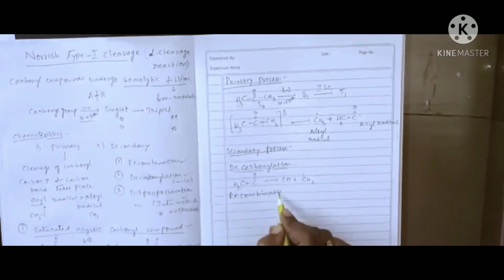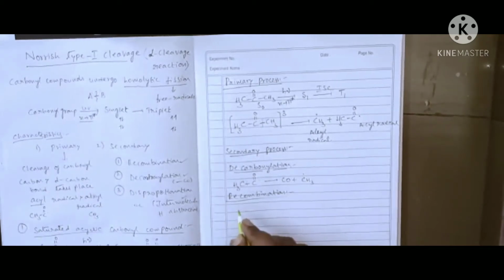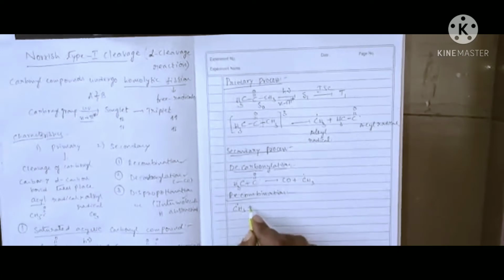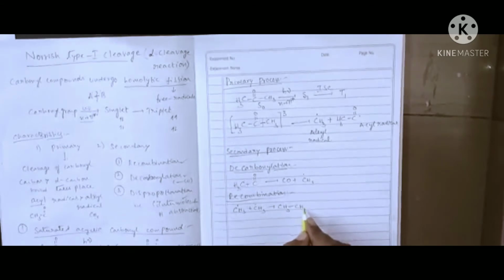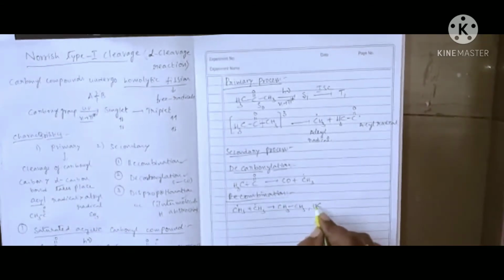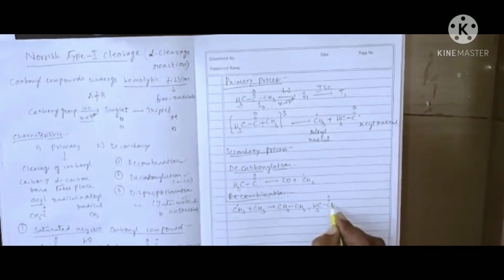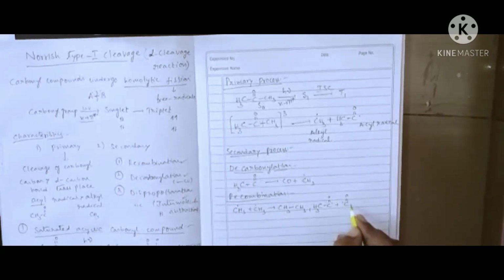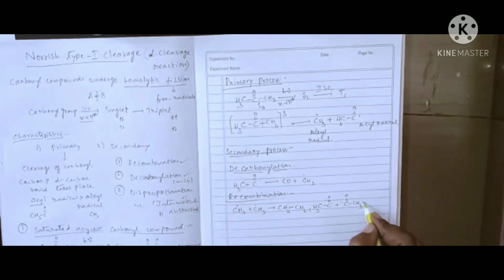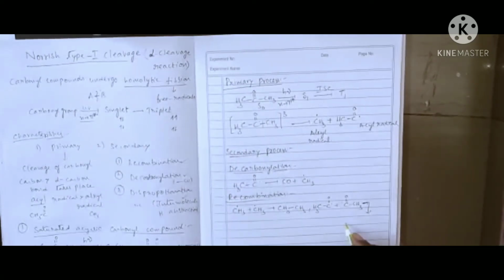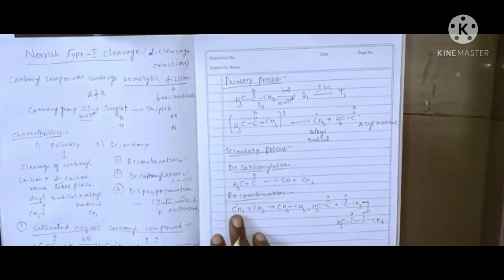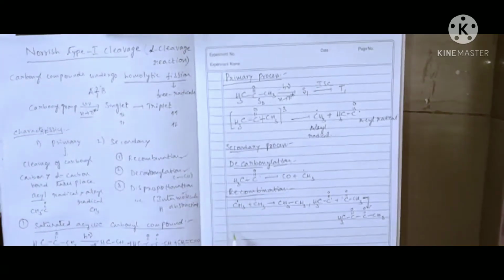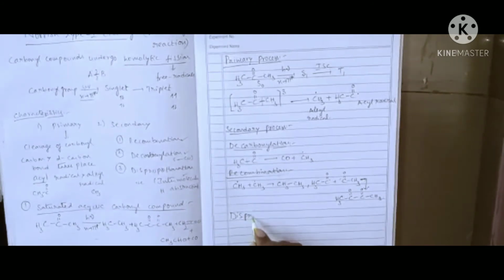The formed radicals combine together. So the formed radicals are CH3 radical plus CH3 radical gives CH3 single bond CH3, and then acyl radicals combine together, CH3 C double bond O radical plus C double bond O radical CH3. Then the formed product is CH3 C double bond O, C double bond O CH3. So these are called recombination reactions, and the last one is disproportionation reaction.